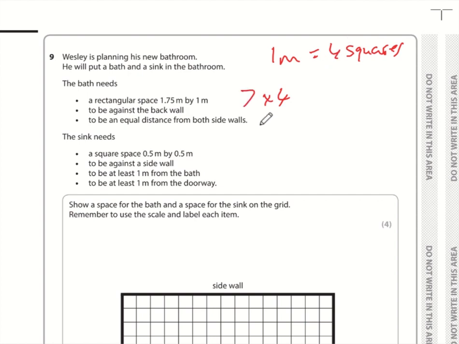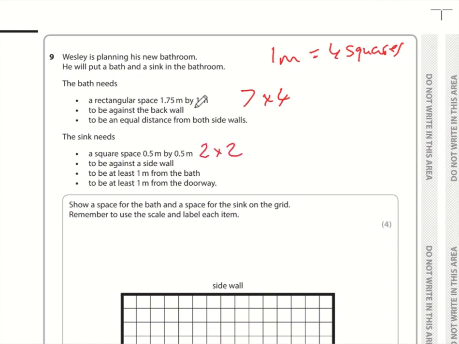So that is 7 times by 4. Or you could just go 0.25, 0.5, 0.75, 1, 1.25, 1.5, 1.75. So that's 1.75. So that is 1, 2, 3, 4, 5, 6, 7 squares. And the sink is 0.5 by 0.5, so that is going to be 2 by 2 squares.